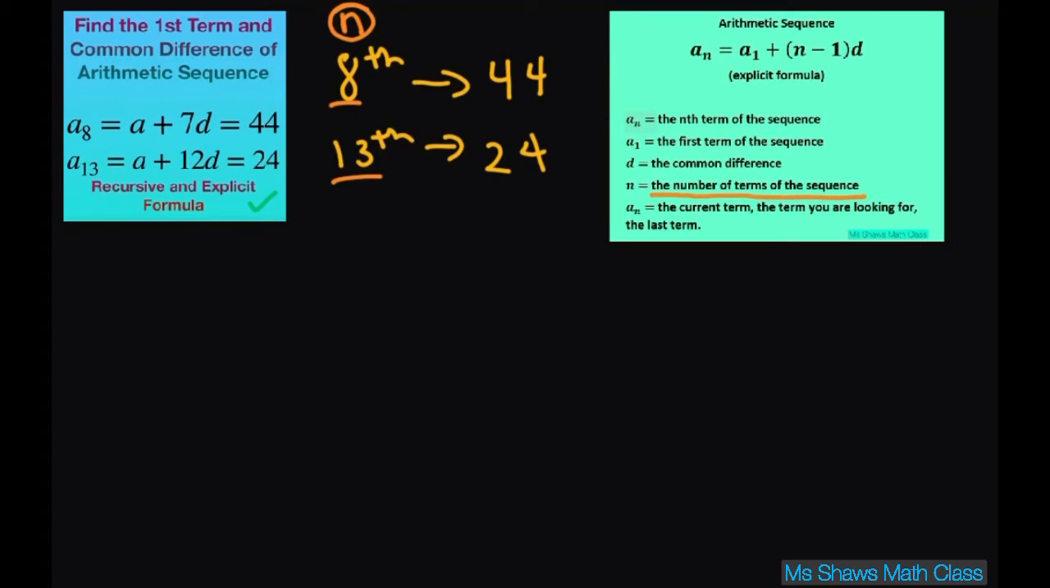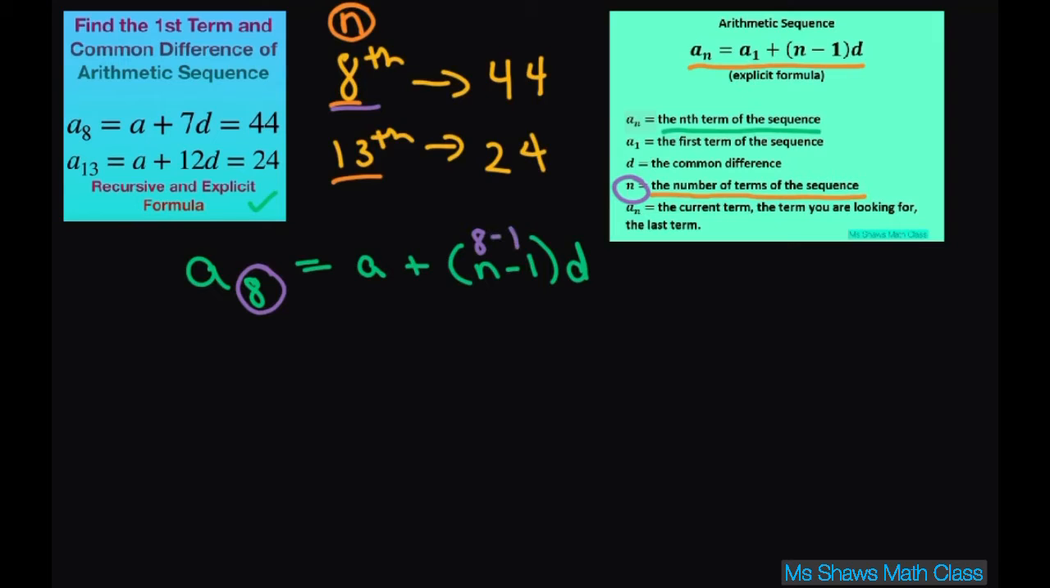So what we're going to do is use this explicit formula. I write this as my 8th term, the nth term of the sequence, is your first term plus n minus 1 times d. Well, your n is 8, so 8 minus 1 is 7. This is where the 7 comes from. Since it's n minus 1, it's always 1 less than this number. So for the second part, 13, this will be 12.